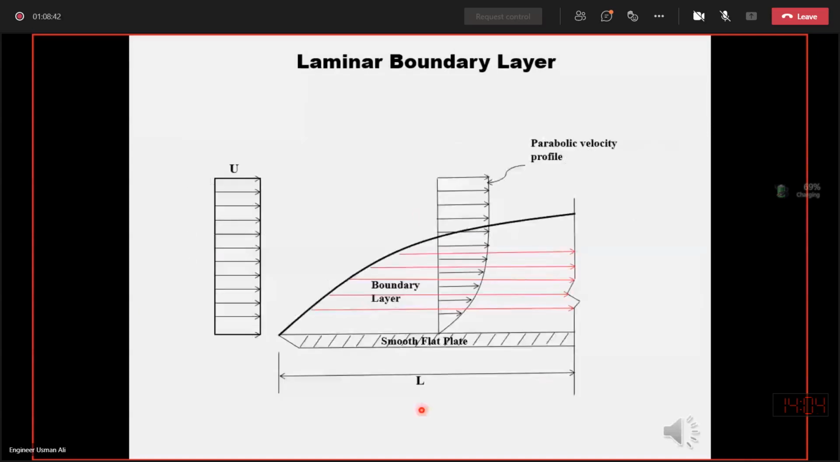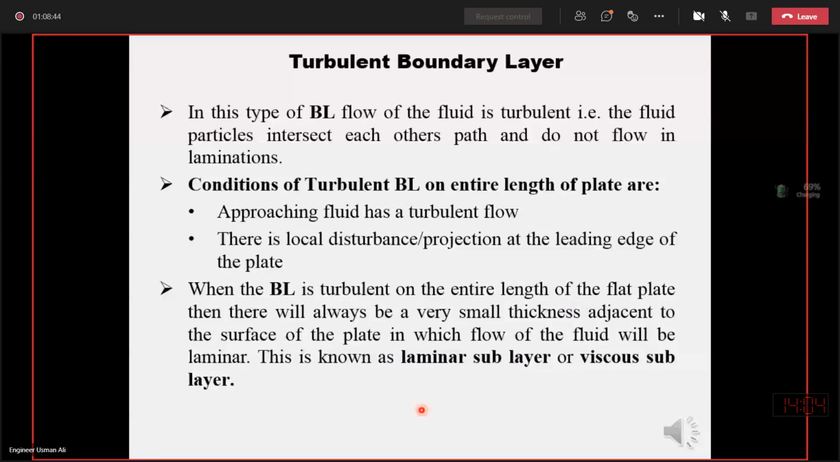Coming to the turbulent boundary layer, in this type of boundary layer, flow of the fluid is turbulent. That is, fluid particles intersect each other's path and they do not follow the flow in lamination.